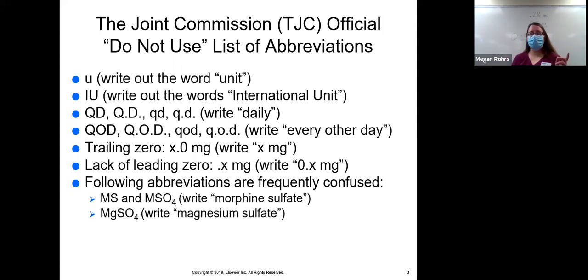However, you will still see prescribers using, I see QD and QOD still being used a lot. So it's important for us to know what those mean. However, the Joint Commission says that we should not be using those.